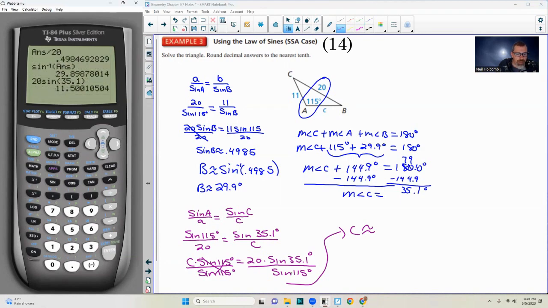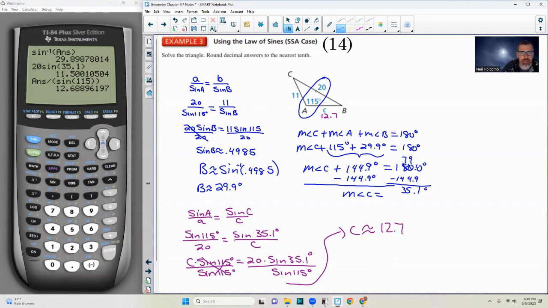I got 11.5. Now divide that by a sine of 115. So then I hit divide, put a parenthesis here just in case. Sine 115, close the parentheses, enter. And I got 12.7, rounding to the tenth. 12.7. Okay, so C is 12.7.